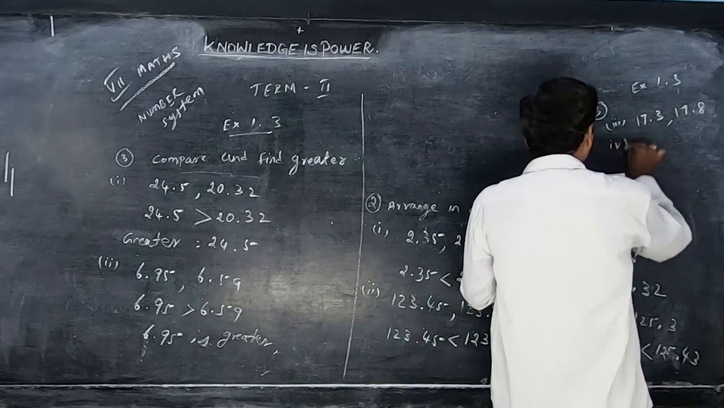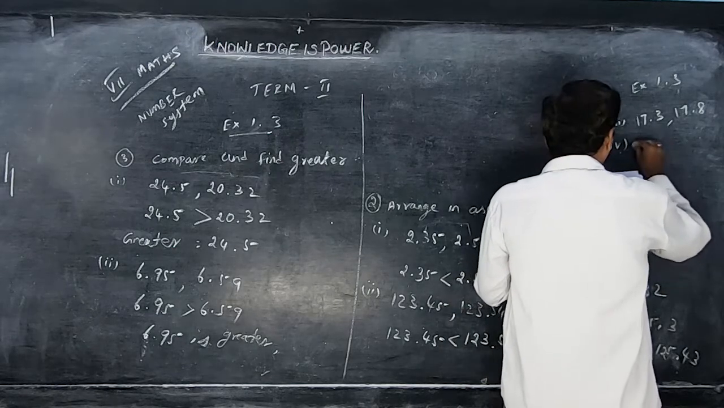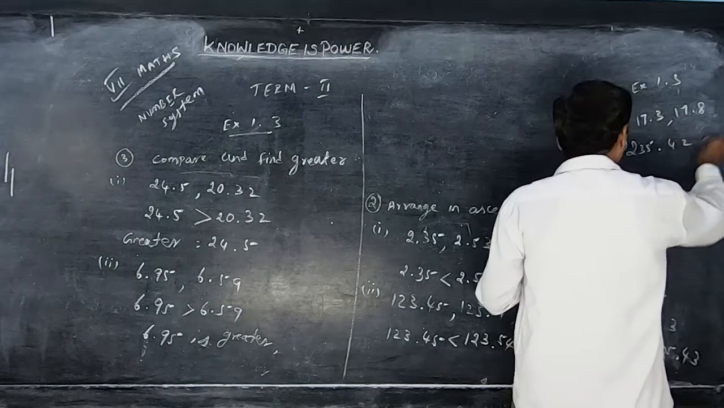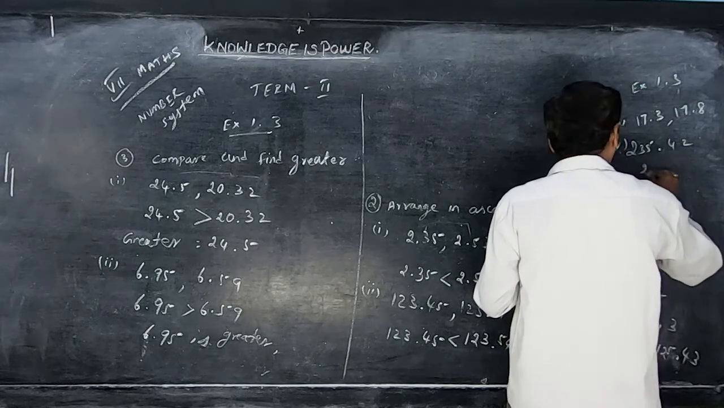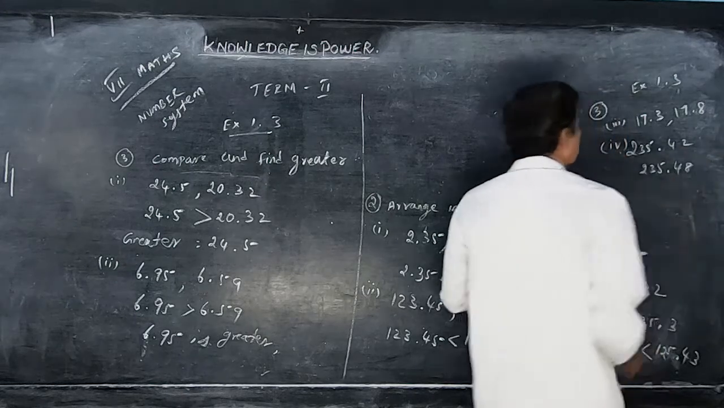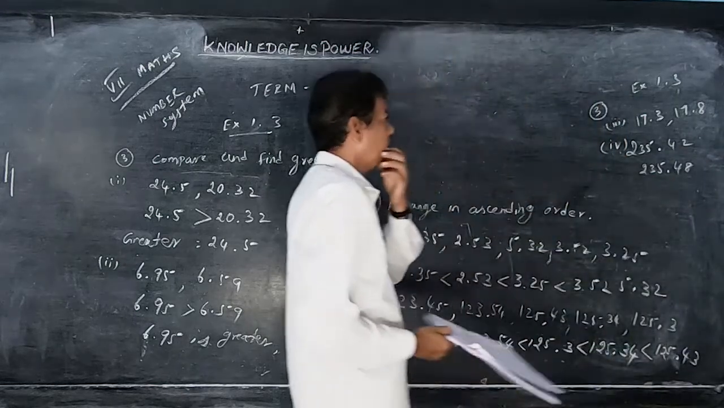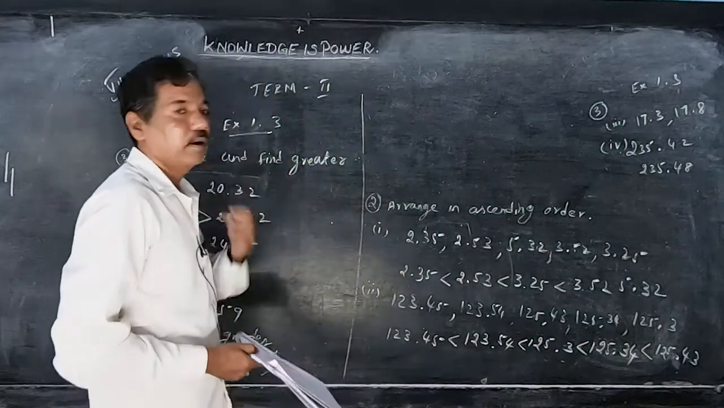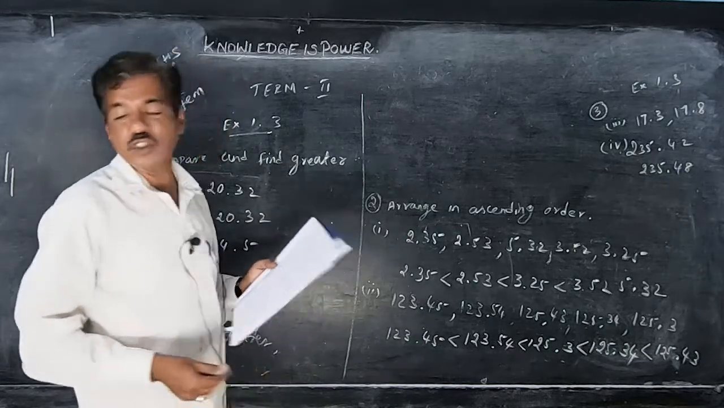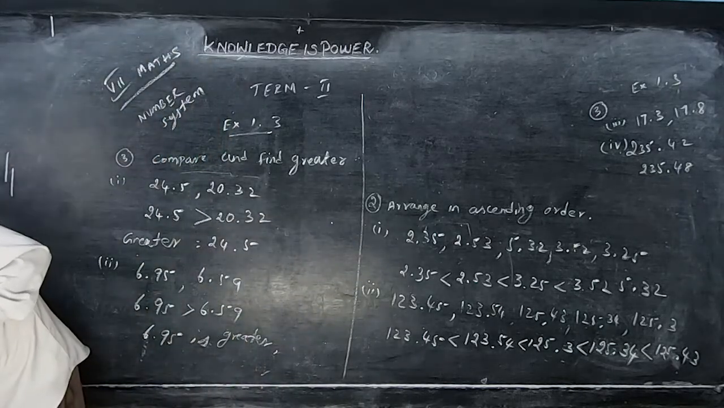Then question number 4, 235.42, then 235.48. Okay, you compare these two. Which one is greatest? Okay, we can tell just by looking, but still you have to follow the rules. Which one is greatest?